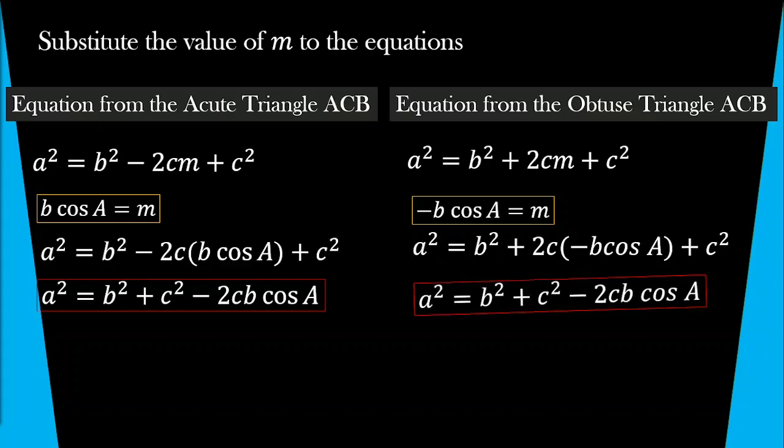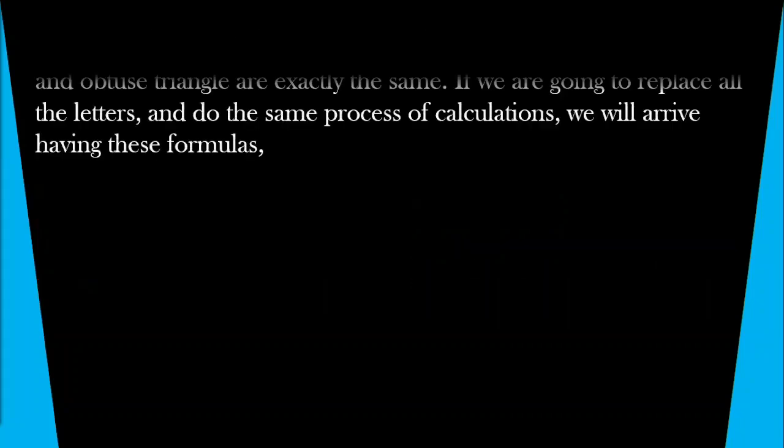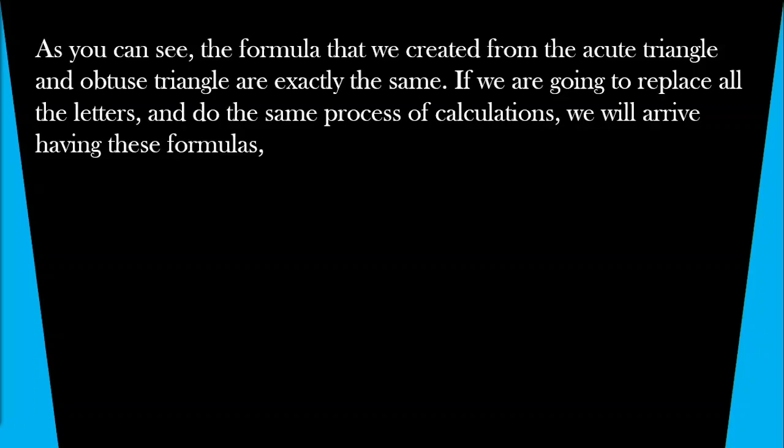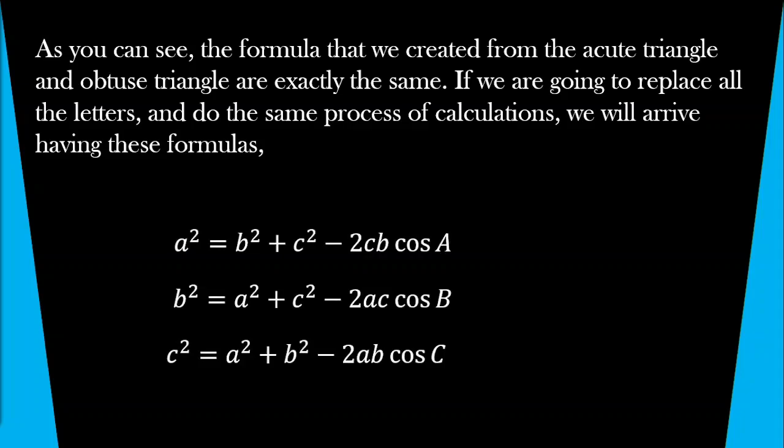As you can see, the formulas that we created from the acute triangle and from the obtuse triangle are exactly the same. If we replace all the letters and do the same process of calculations, we will arrive at these formulas. a squared is equal to b squared plus c squared minus 2 times c times b times cosine A. b squared is equal to a squared plus c squared minus 2 times a times c times cosine B. c squared is equal to a squared plus b squared minus 2 times a times b times cosine C.